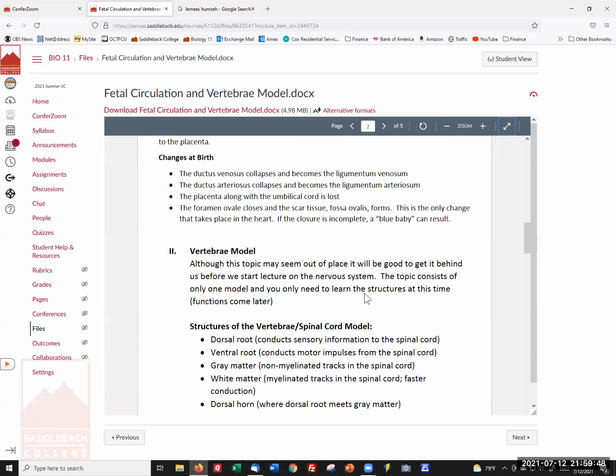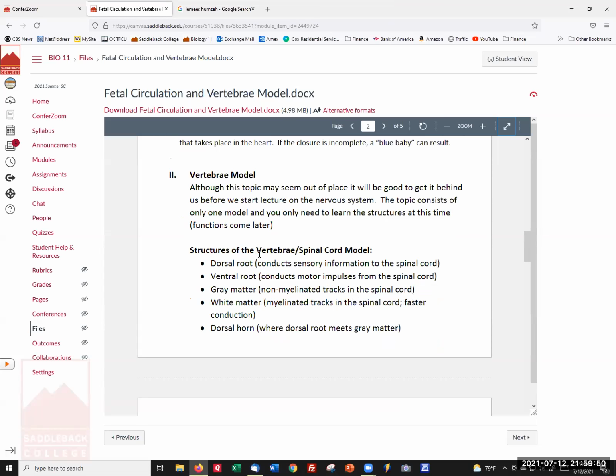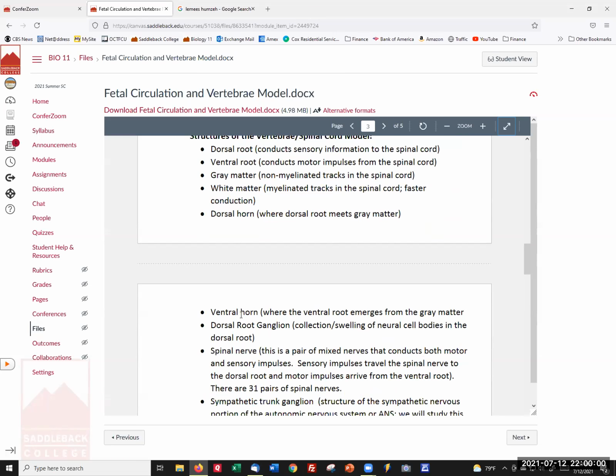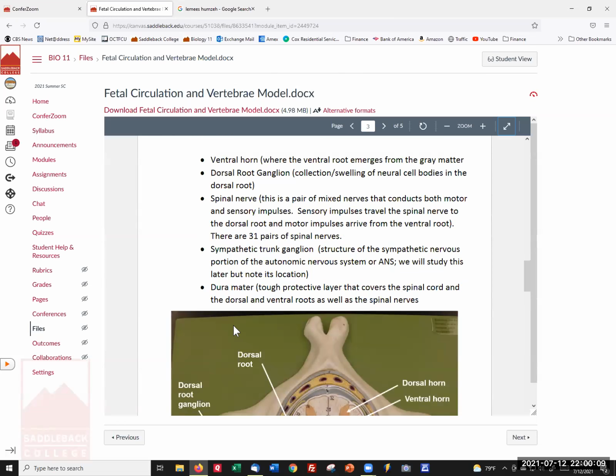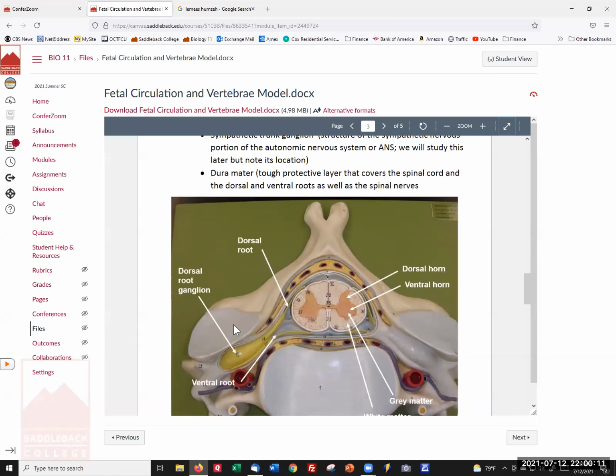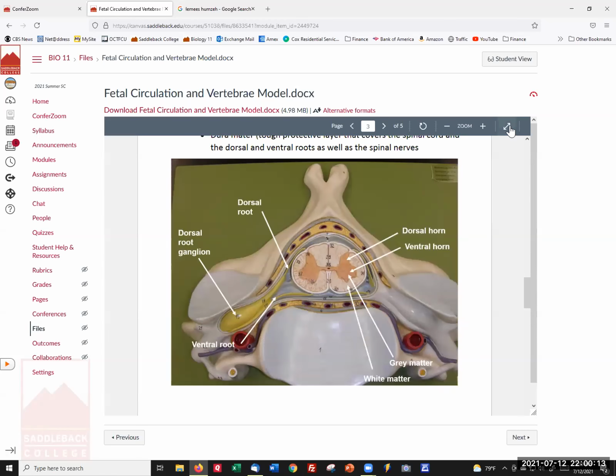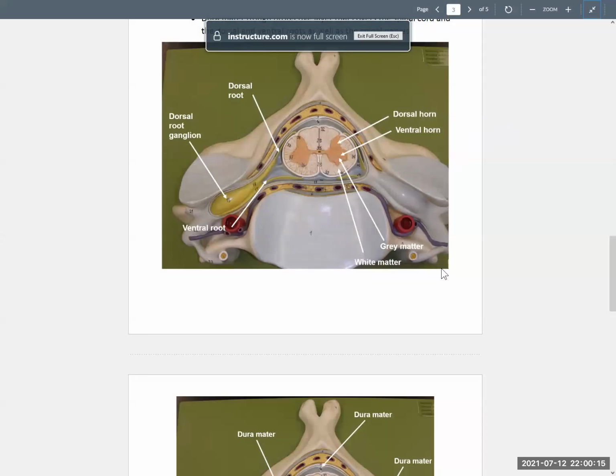Okay. So here are the structures that we're going to look at. The dorsal root, ventral root, gray matter, white matter, dorsal horn, which means nothing to you till we get to the picture. Ventral horn, dorsal root ganglion, spinal nerve, sympathetic trunk ganglion, and dura mater. Okay, now we've gotten to the picture. So this is what counts.